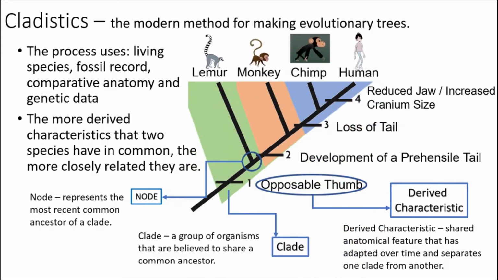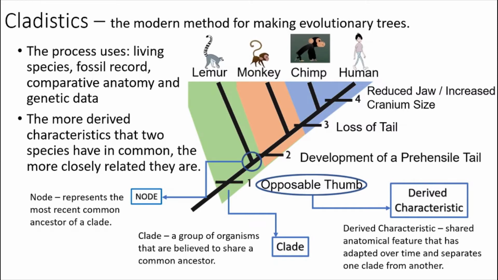A clade is a group of organisms that are believed to share a common ancestor. All the organisms on this cladogram had a common ancestor with an opposable thumb, and because of that are part of the green clade, which we can see starts at the lemur and then includes everything beyond the lemur. At the top of the cladogram is a clade in blue. Only chimps and humans are in this clade because they share all of the derived characteristics leading up to it, meaning they have an opposable thumb, the development of a prehensile tail, and then the loss of a prehensile tail.